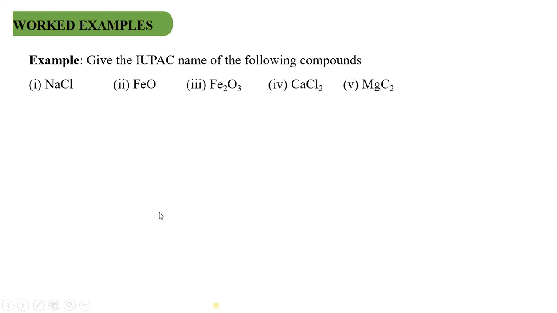Okay. Give the IUPAC name of the following compounds: NaCl, FeO, Fe2O3, CaCl2, MgC2. So I'll give the name of the first two, and then for the last three, I'll mention students' names to give us the answer. The teacher always does the simple ones and leaves the difficult ones for the students. You see the first two, they are very, very simple. I will do that. And the last three, you will do that because you are the students.